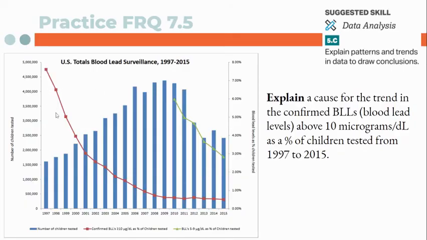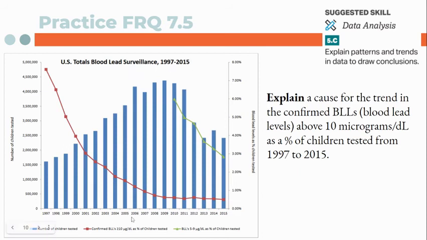This is a horrifying graph, but let's take a look here. Explain the cause for the trend in confirmed BLLs, blood lead levels around 10 micrograms per dL, as a percent of children tested from 1997 to 2015. Wow. All right, let's look at this graph. Total U.S. blood lead surveillance, 1997 to 2015.